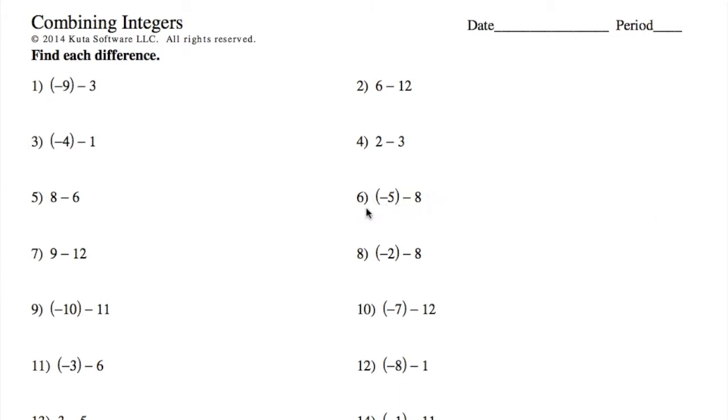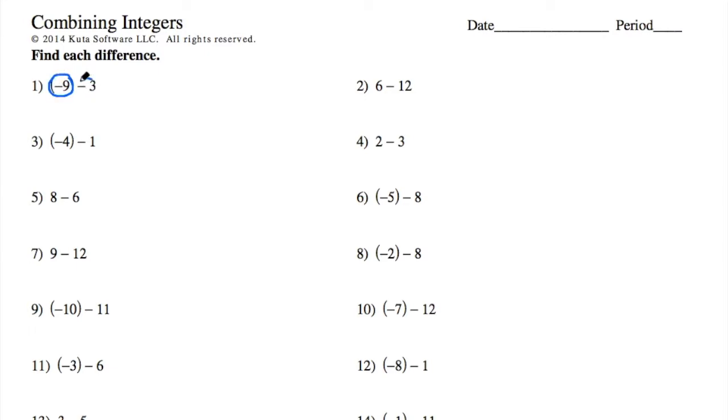Combining integers. You might think of this more as subtracting integers. I like to refer to it as combining integers because, depending on how you visualize it, you might still actually be adding the numbers. So what do I mean by that? You could see this as -9 minus 3, or I like to just circle the number.